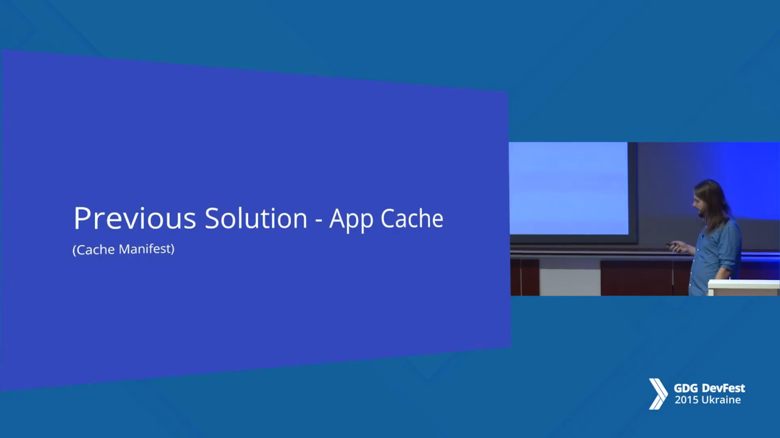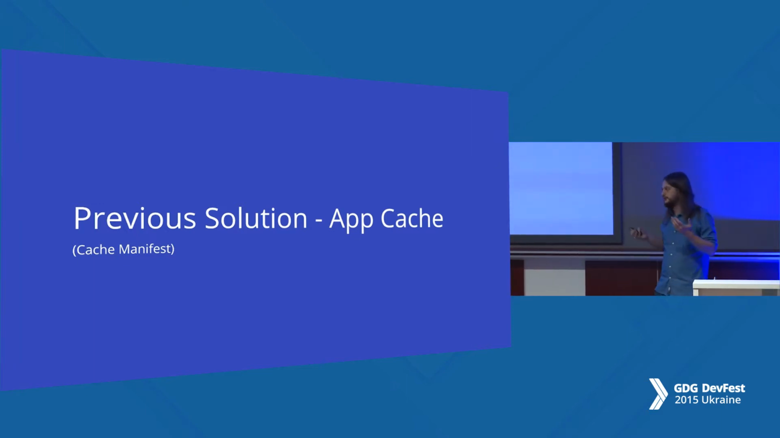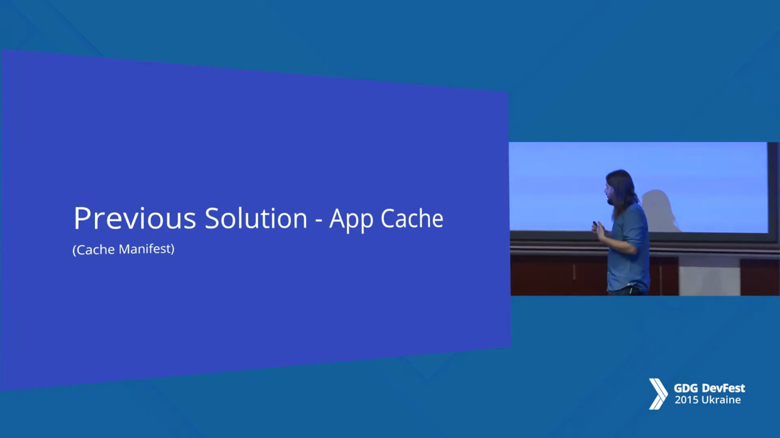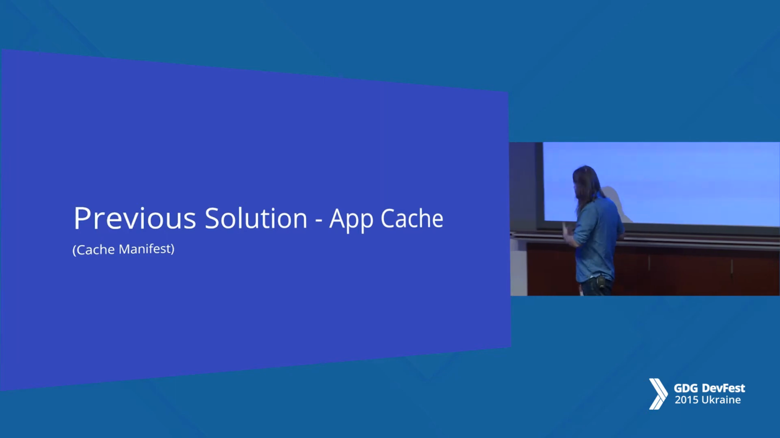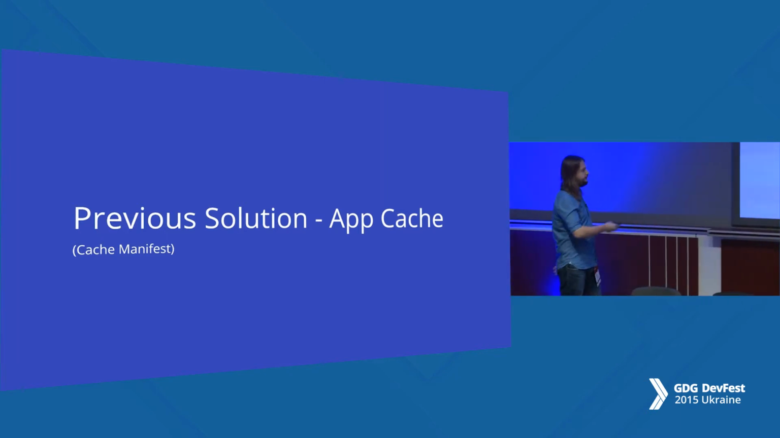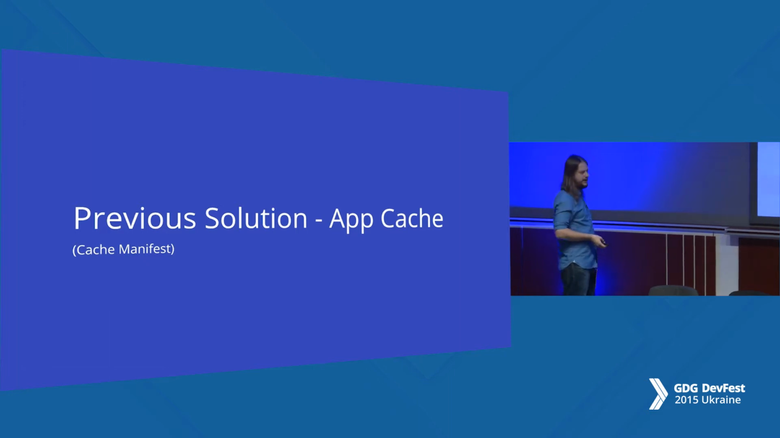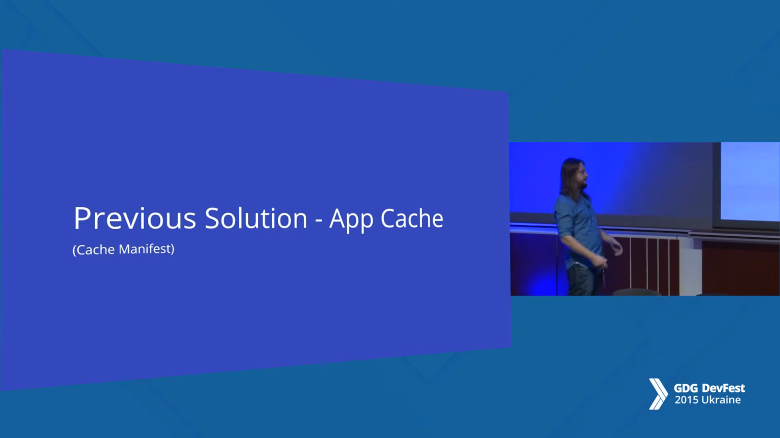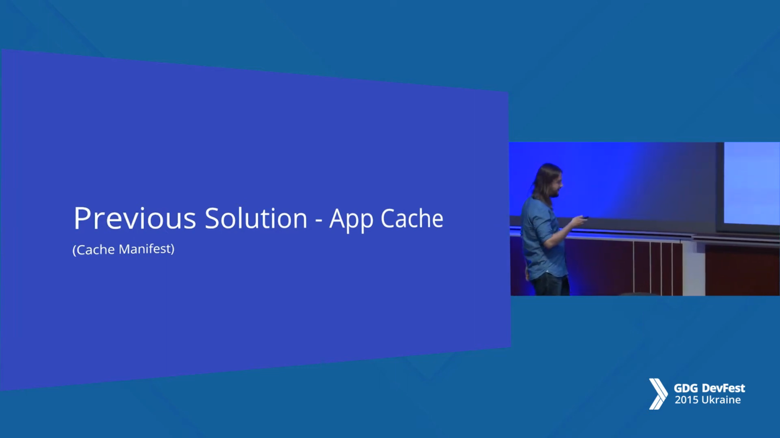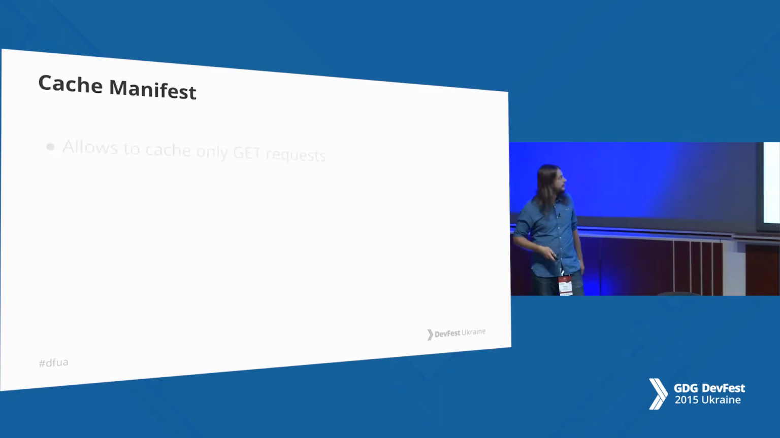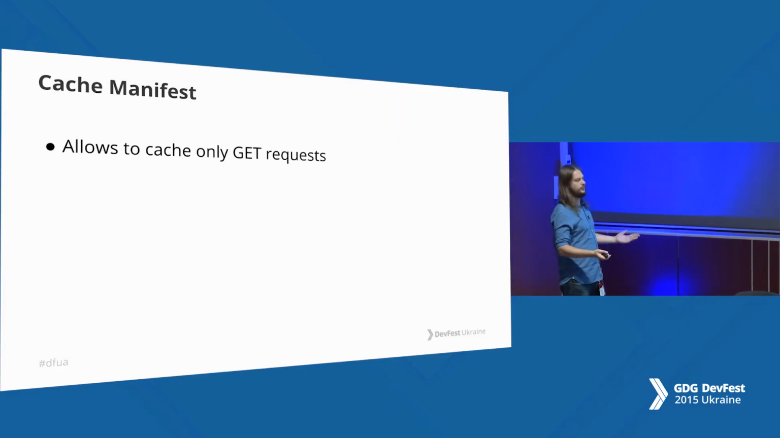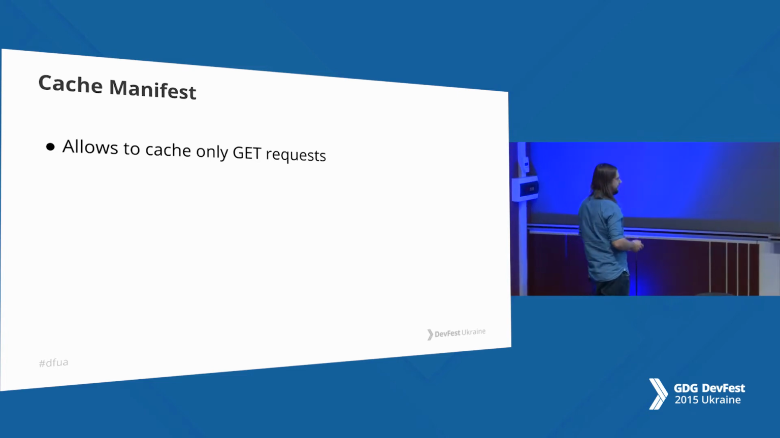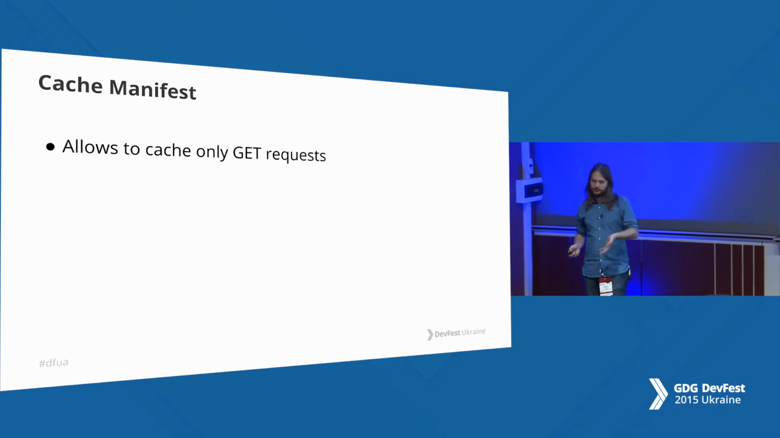So now, when we know what is offline first, let's look what previous solution we had, because this is not a new problem, and web community already did some intentions to overcome this problem. And this was app cache. This was app cache API, commonly known as cache manifest. But this API had some bad sides. Let's look at. It allowed to cache only GET requests, so no POST, no PUT, no delete, only pure GET.